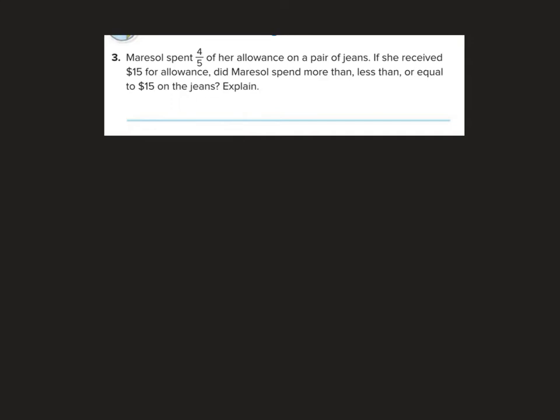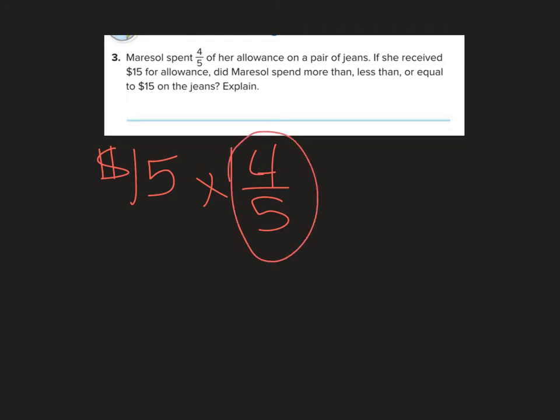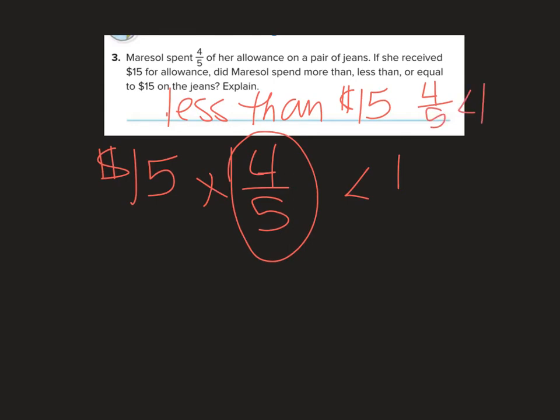Marisol spent 4/5 of her allowance on a pair of jeans. If she received $15 for her allowance, did Marisol spend more, less than, or equal to $15 on the jeans? So here's what we're looking at. 4/5 is less than 1. So that means she spent less than $15. Less than $15 because 4/5 is less than 1.